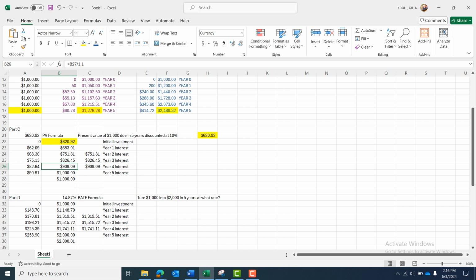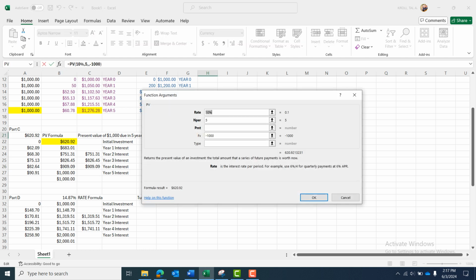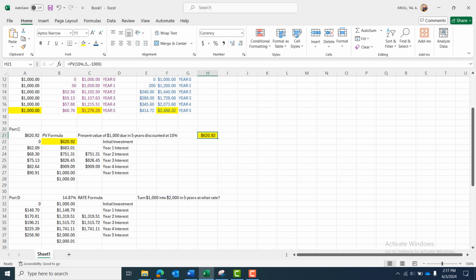But Excel just does that work for you, and that's the point of using those formulas. All I had to plug in were those 3 known data points. When I showed it to you here on the formula sheet, I had to plug in the rate, the period, and then the future value. I knew I wanted to turn it into $1,000, but I didn't know how much money I needed to start with, and so Excel solved that for me. I needed to start with $620.92.